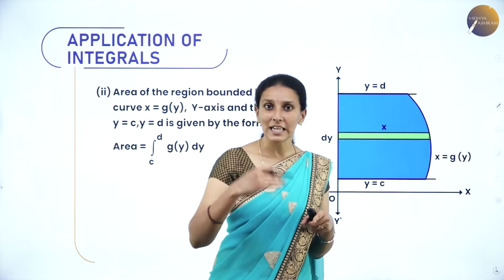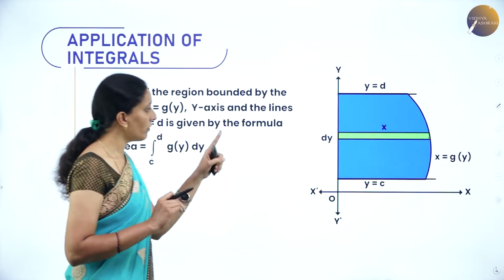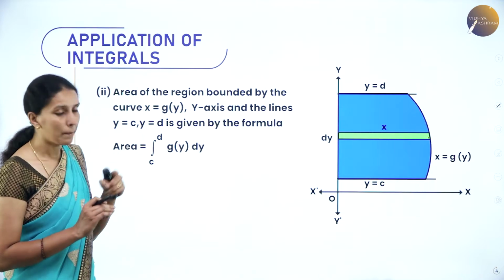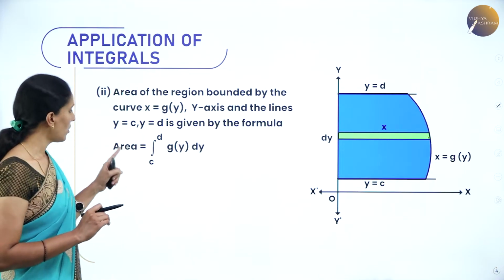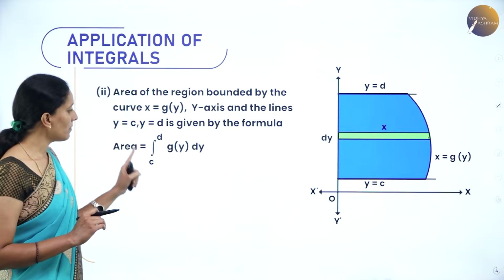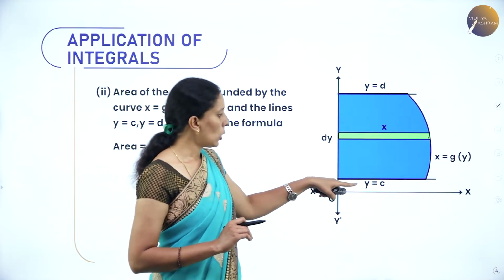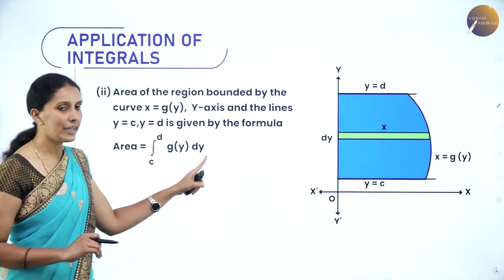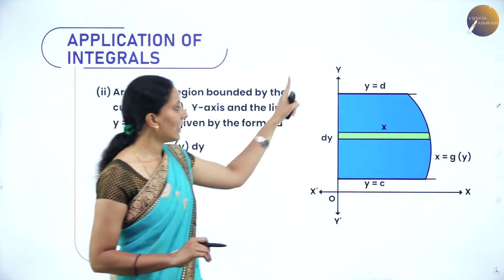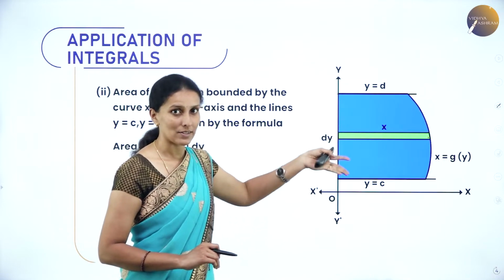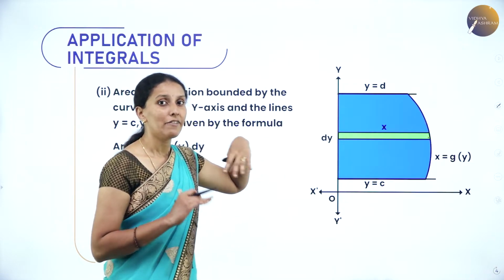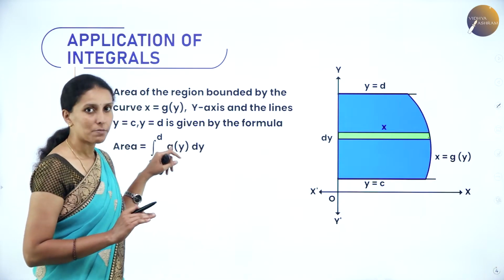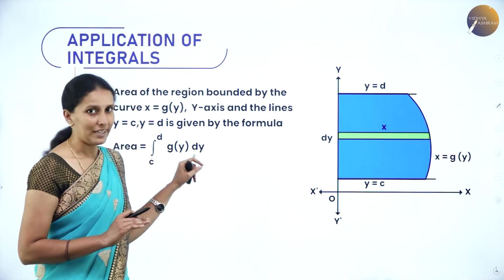So integration is nothing but total. Therefore, we will find the area of each rectangle and we will find the total area of the bounded region. Here the area goes from c to d, that is, from the lower ordinate to the upper ordinate. So from c to d, g of y dy, because here we are calculating the area along the y-axis. When it is along the y-axis, the function changes to g of y dy. That means all the variables are expressed in terms of y here, and we will integrate it.